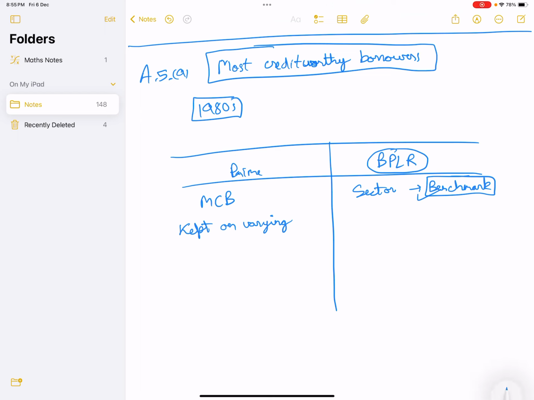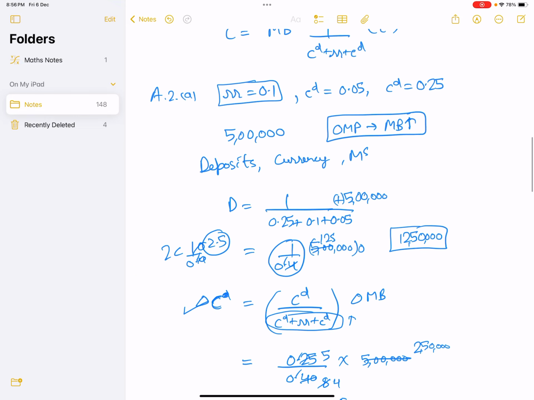But the problem with benchmark prime lending rate is that most of the actual lending took place below this rate. Since actual lending took place below this rate, it was difficult to assess the impact of this rate on monetary transmission. Okay, this was rigid and it kept on varying from bank to bank. So the monetary transmission impact of change in interest rate was difficult to assess.